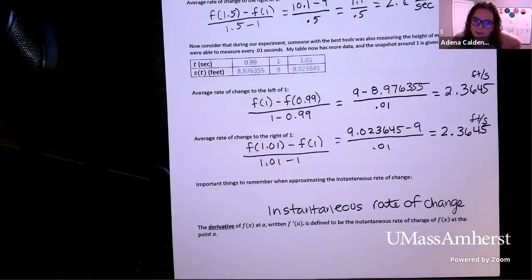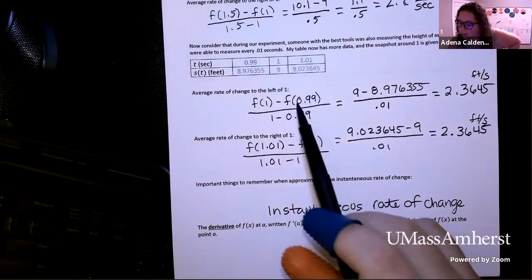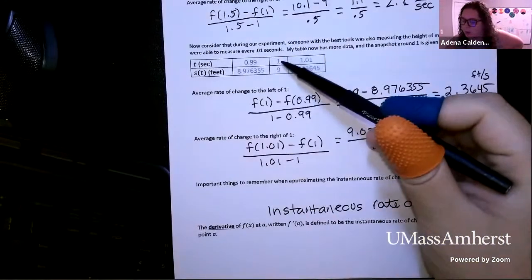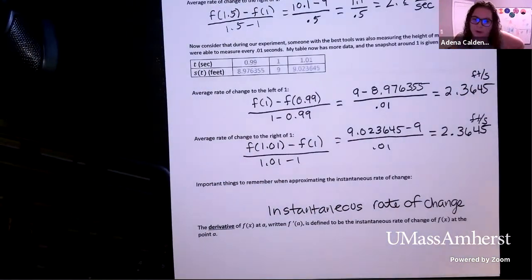So the derivative at 1 was 2.3645. Okay, so what's important at this point is that what we are learning is how to approximate it at a particular point. Okay, so we're doing this at 1. We were doing it before at -1 on the graph. So we're only learning how to do this at a point for now, and then we'll generalize it later.